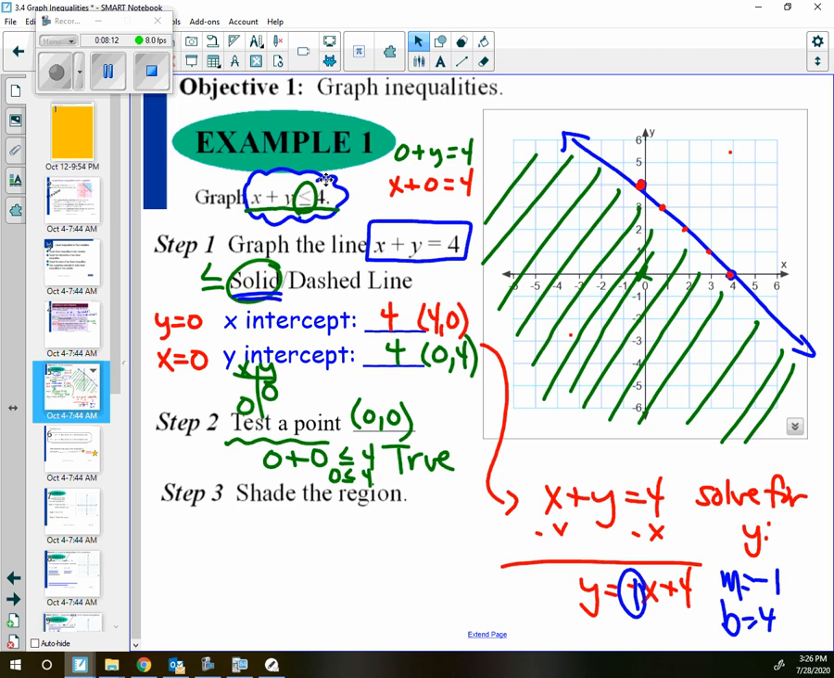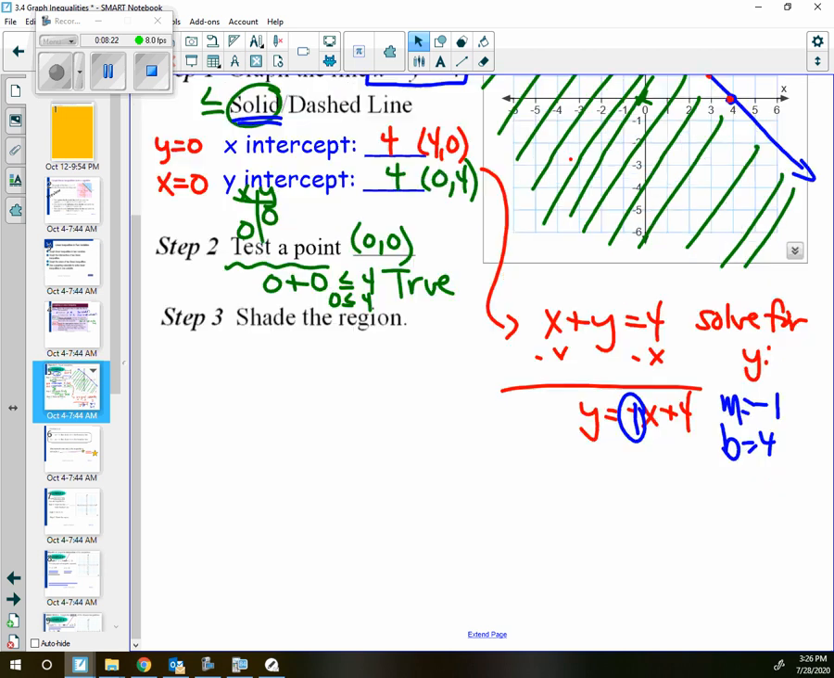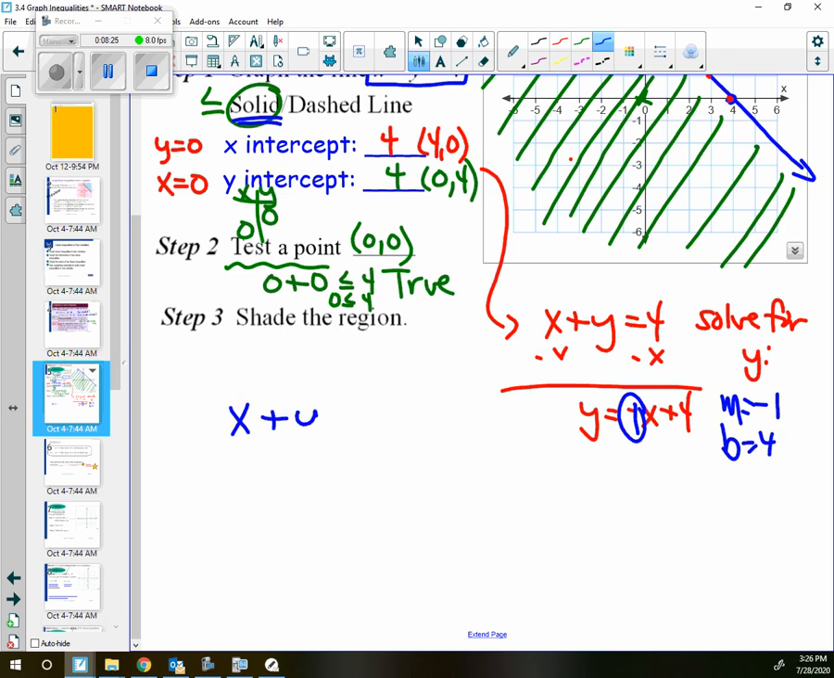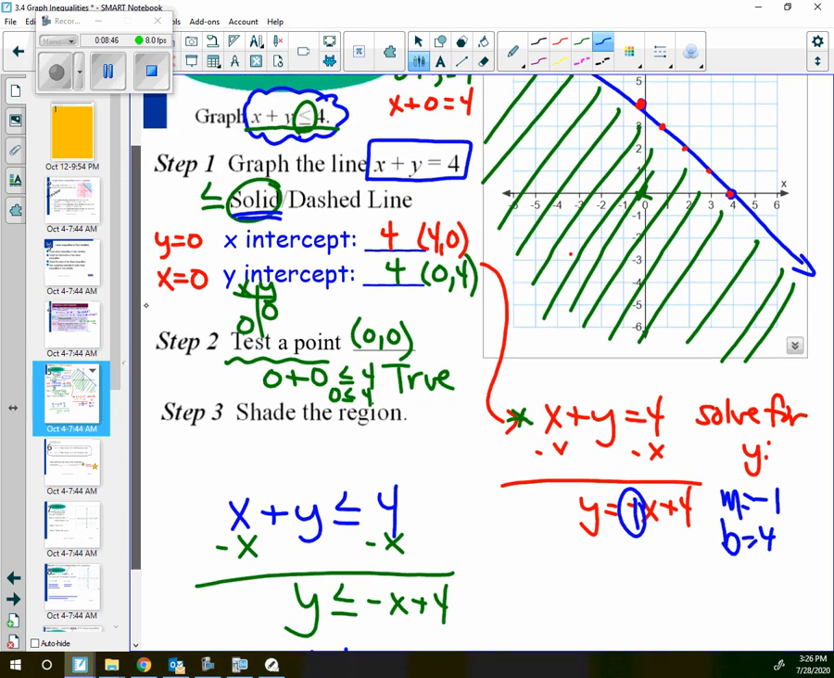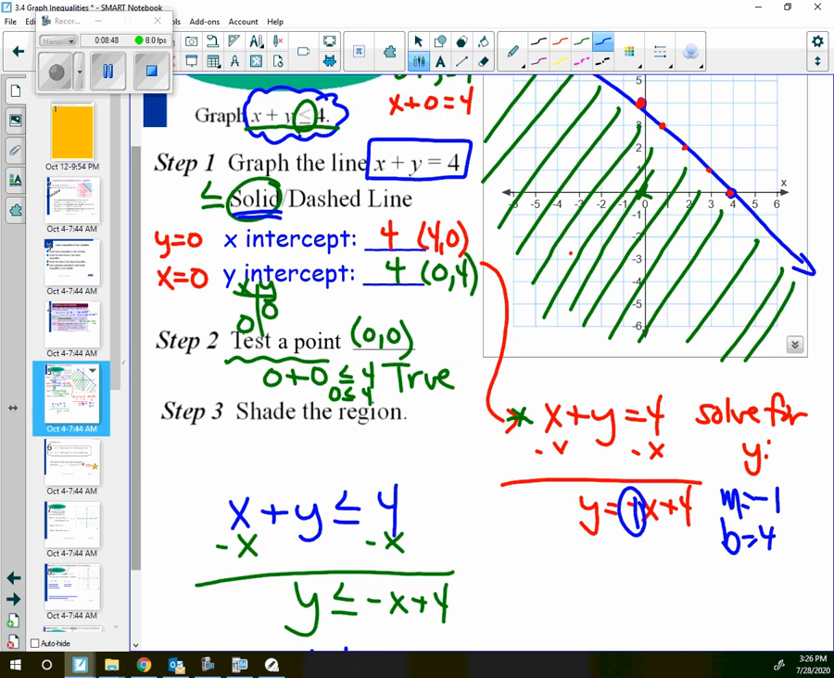Now, a nice rule of thumb, another way to be able to tell that it is actually below, is by looking at what the inequality looks like. So I'm going to go back and take this original inequality, x plus y is less than or equal to 4. And remember how we solved it for the equation to be able to graph? Well, I could still solve it as an inequality, solved for y. So it would be y is less than or equal to negative x plus 4. Notice it's y is less than. That means the y's are less than or below. Look at where you shaded. You shaded below. You shaded under.